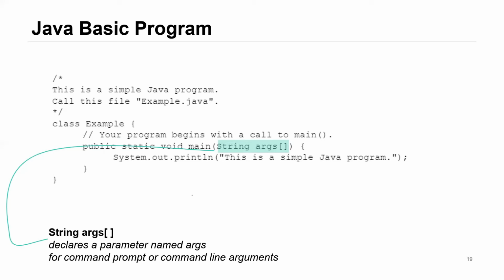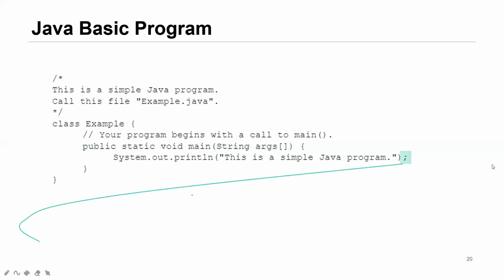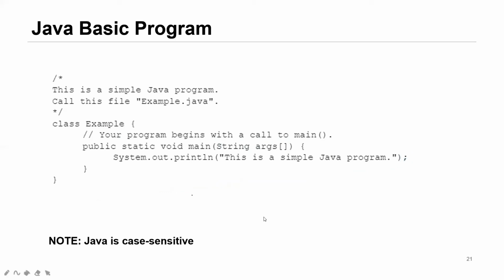Then inside of your main method, we have our line of code. So this code will display, this is a simple Java program. And always remember that a statement ends with a semicolon. And please take note that Java is case sensitive.